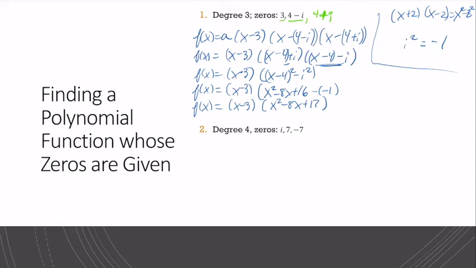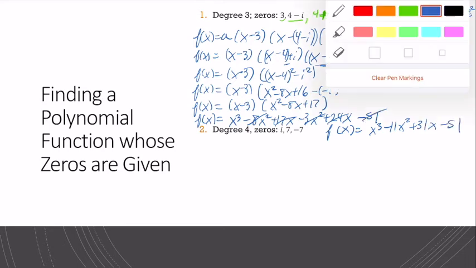And then I go ahead and distribute. So I get f of x equals x cubed, since x times x squared is x cubed, minus 8x squared plus 17x minus 3x squared plus 24x minus 51. And if I combine all my like terms, I get f of x equals x cubed minus 11x squared plus 31x minus 51.